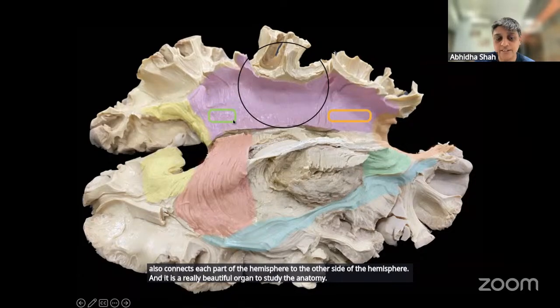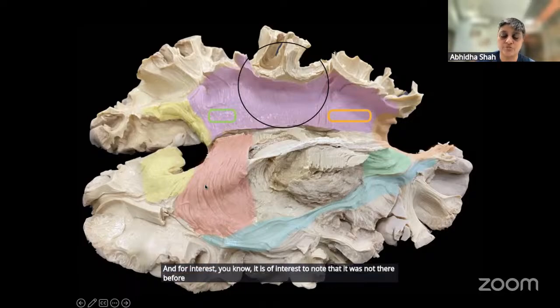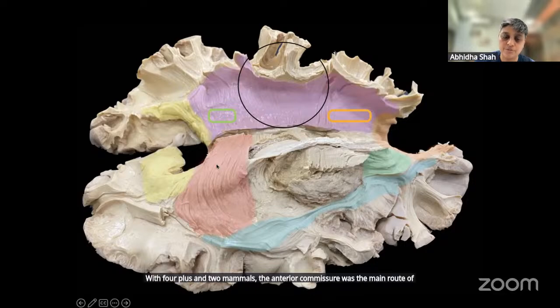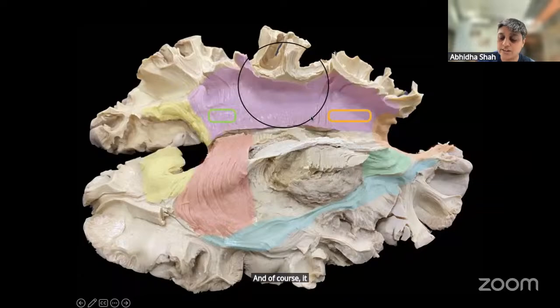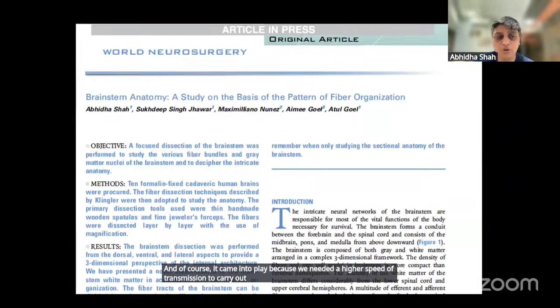It is of interest to note that it was not there before placental mammals. Before placental mammals, the anterior commissure was the main route of transmission, but after placental mammals, it is the corpus callosum. And of course, it came into play because we needed a higher speed of transmission to carry out activities. So this is our paper on the subject.